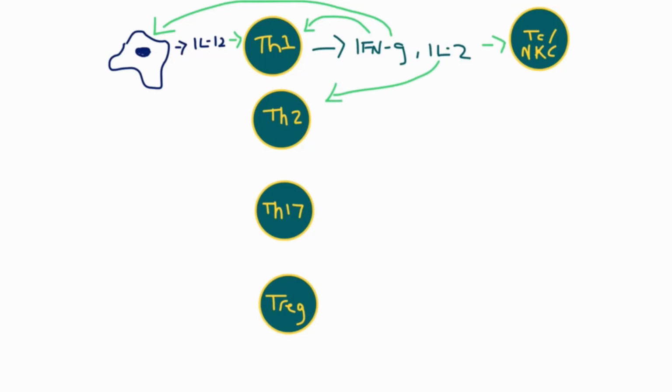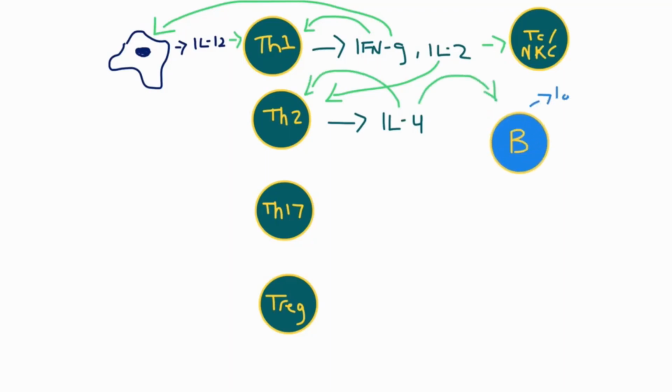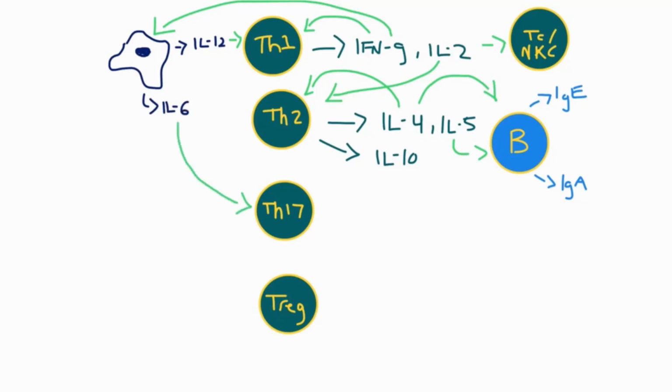IL-2 also stimulates Th2 cells, which go on to produce interleukin-4. IL-4 has a positive feedback effect on Th2, as well as stimulates B cells to switch to IgE production. A second Th2 cytokine, IL-5, stimulates B cells to make IgA. And lastly, Th2 cells make IL-10, which we'll keep in our back pocket for a second. We know from our innate immunity lecture that macrophages make IL-6, and this causes the production of Th17 cells. Th17 is easy because it secretes IL-17, which recruits neutrophils in acute inflammation.